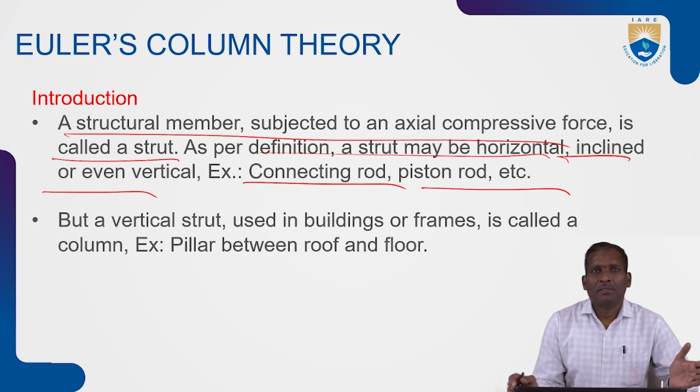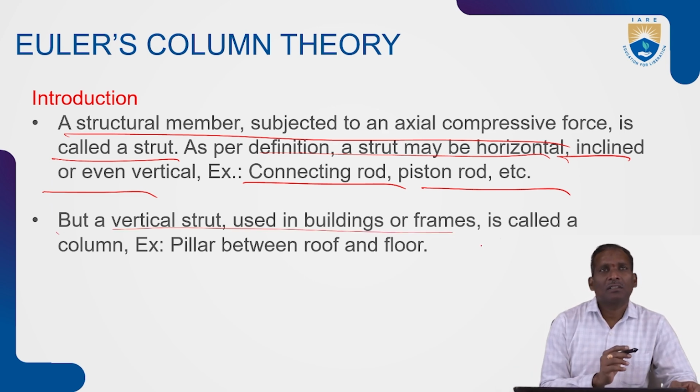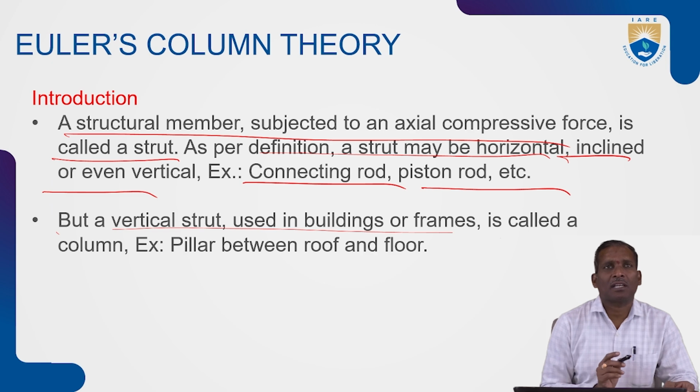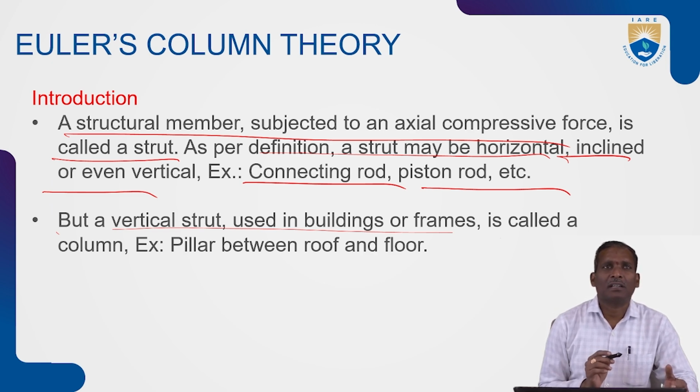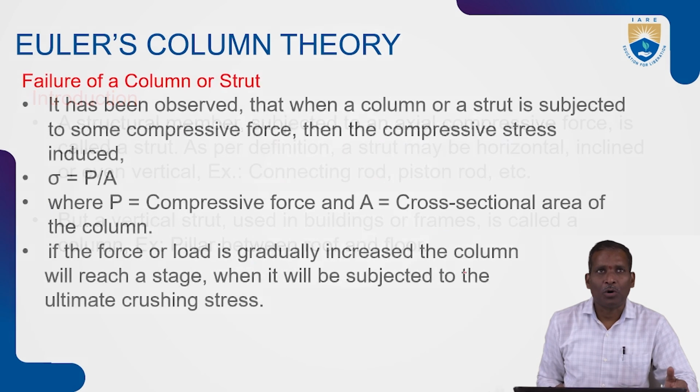So the structural member subjected to an axial compressive force is called a strut, but a vertical strut used in buildings or frames is called a column. So the long and short column structures are called struts, and the long vertical strut is called a column. Example: failure between roof and floor.